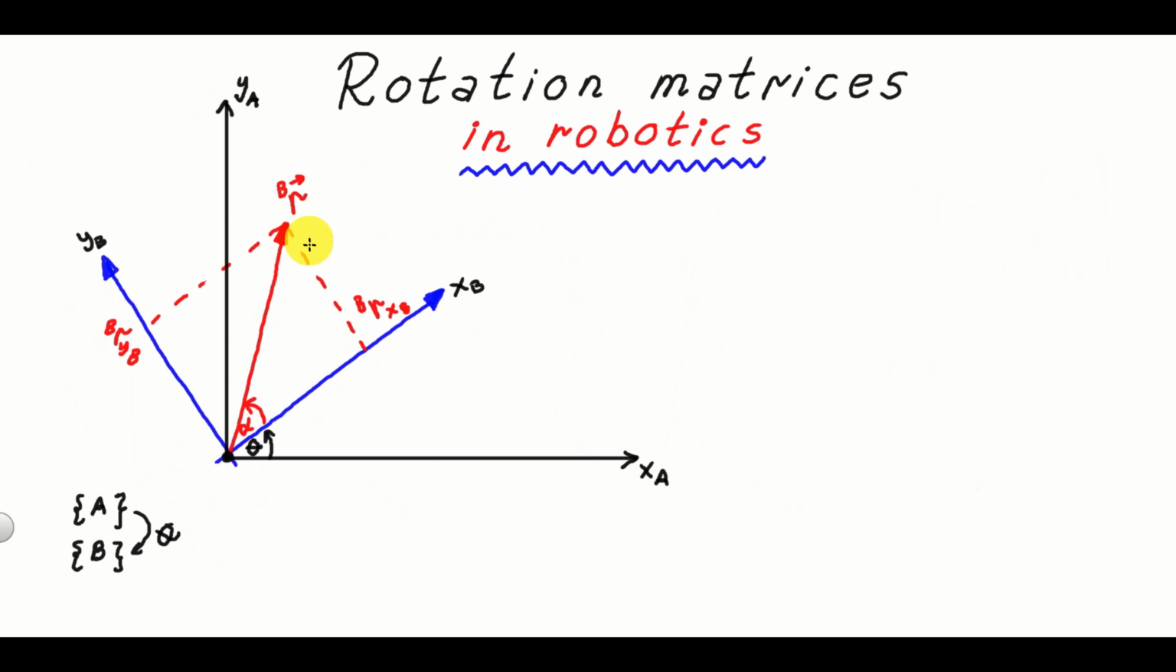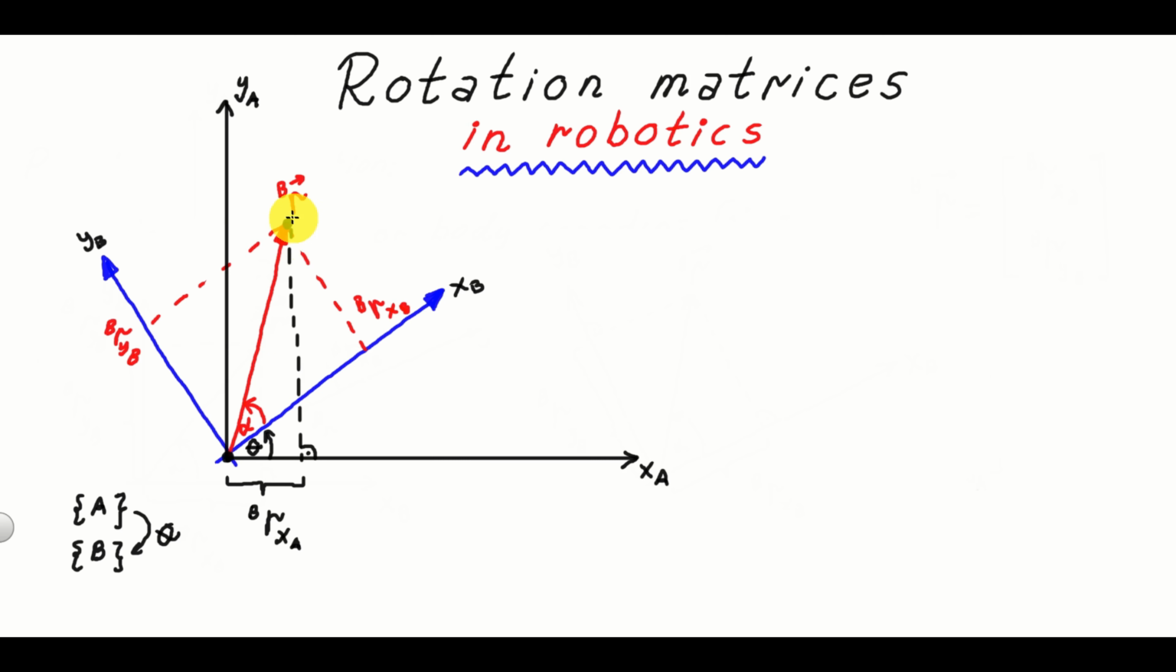Now, it is important to observe the following. The vector RB also has projections in the coordinate system A, and here are the projections. This distance over here is the projection of the vector RB onto the axis XA. And let's denote this projection like this, RB XA. That is the distance from here to where this normal intersects the XA axis.